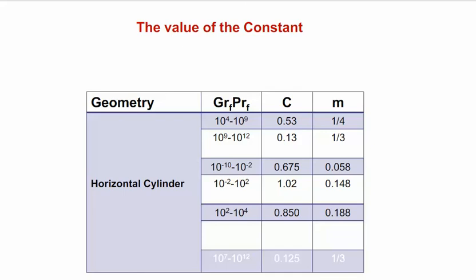At the range of 10 raised to power 2 to 10 raised to power 4, the value of C becomes 1.02 and the value of m will be 0.148. Then as the range increases, 10 raised to power 4 to 10 raised to power 7, the value of C becomes 0.850 and the m value will be 0.188. Then the range increases to 10 raised to power 7 to 10 raised to power 12. The C value will be 0.125 and the m value will be 1 by 3.